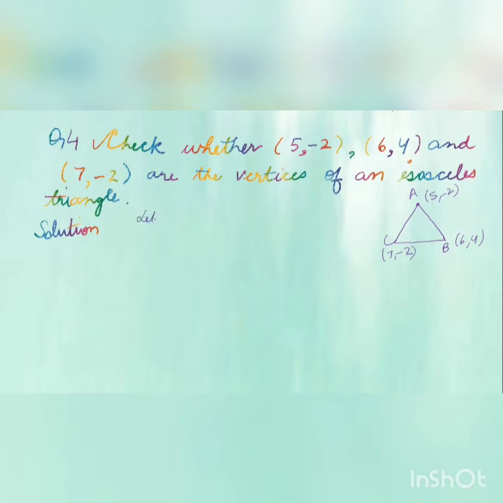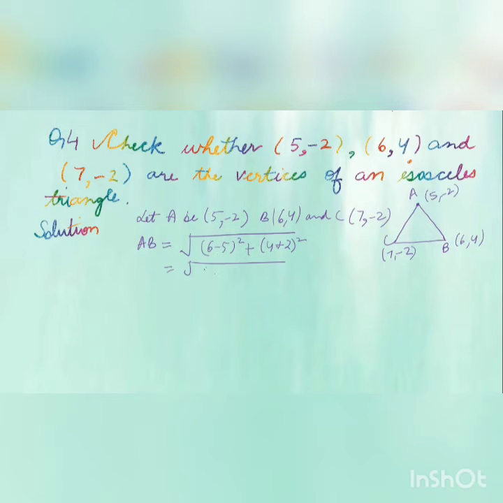So first write, let A be (5, -2), B is (6, 4) and C is (7, -2). First calculate AB using the distance formula. So it will be 6 minus 5 square plus 4 minus minus 2, that is plus 2, square. 6 minus 5 is 1, 1 square is 1, plus 4 plus 2 is 6, 6 square is 36. So it is under root 37.